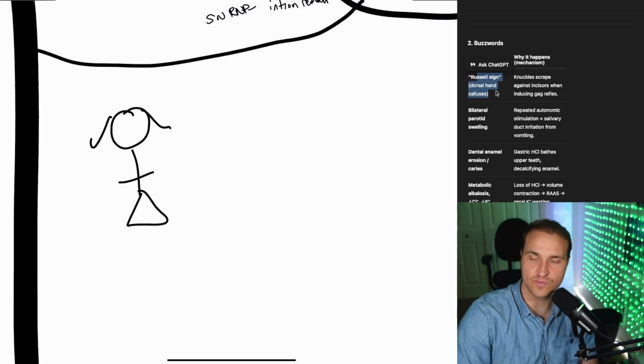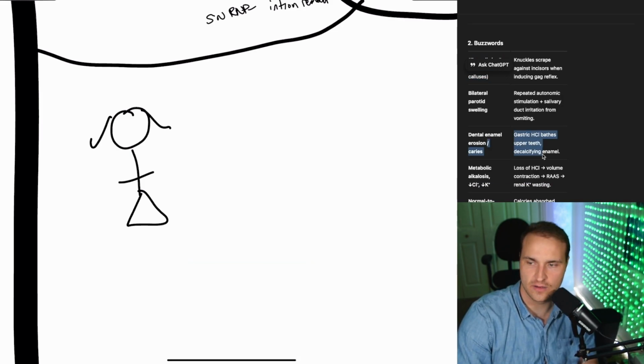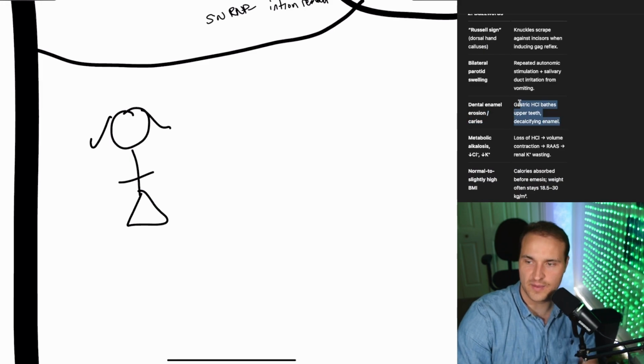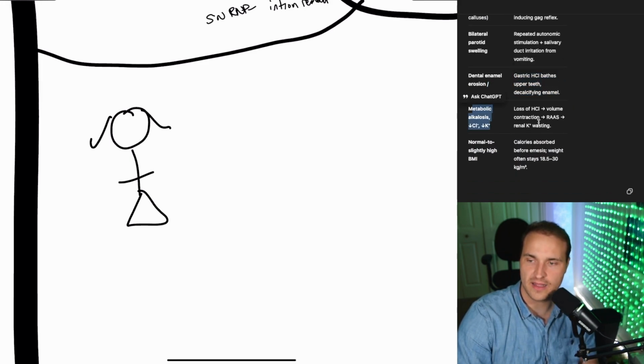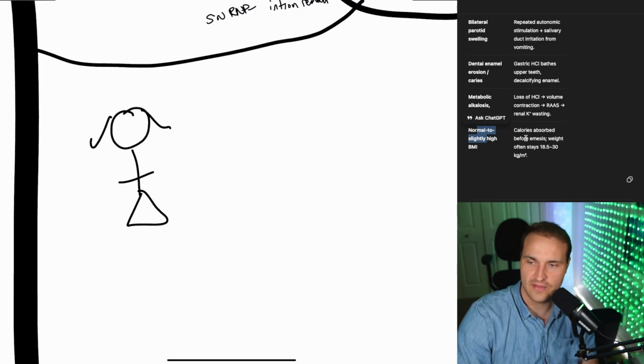Very interesting. Also, bilateral parotid swelling is something you can see. Dental enamel erosion. Hope you guys can see these topics here. Gastric hydrochloride bathes the upper teeth, and that causes the dental caries. Metabolic alkalosis, loss of HCl, volume contraction, RAS, and then you get the renal potassium wasting. And then maybe a normal to slightly even high BMI could be seen. Calories are absorbed before emesis, and then the weight often stays from the 18 to 30.